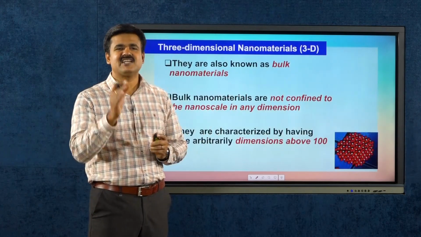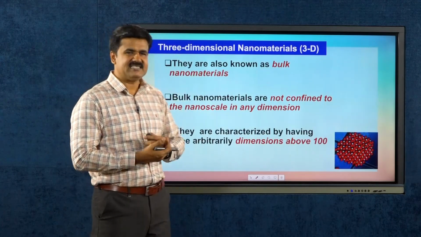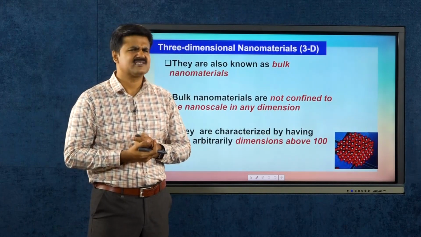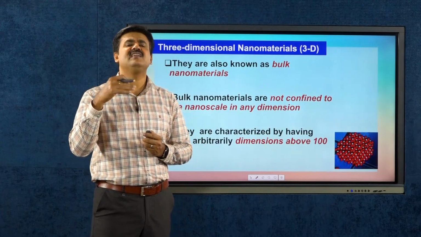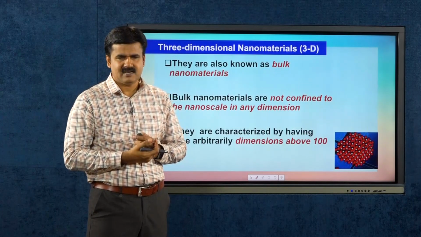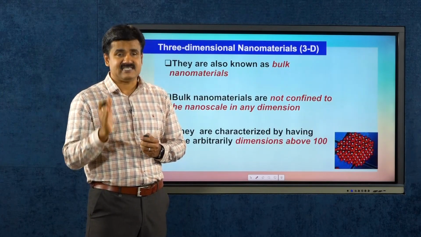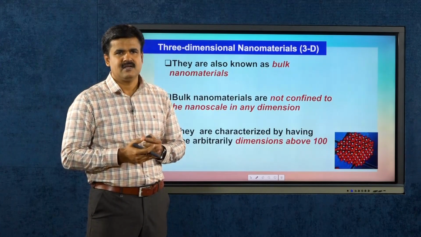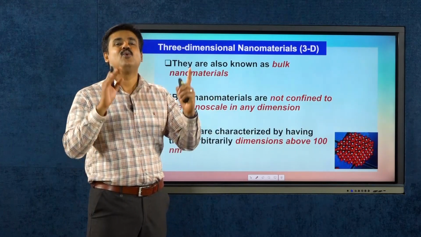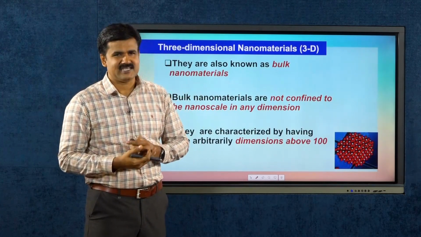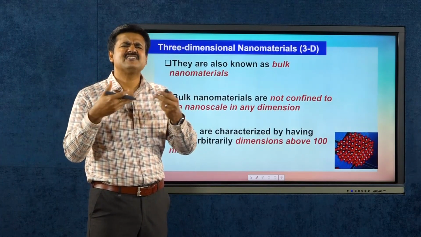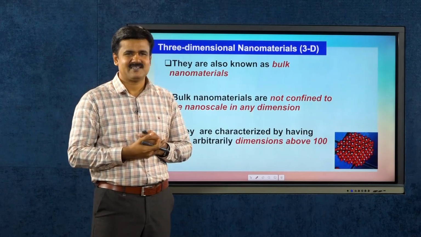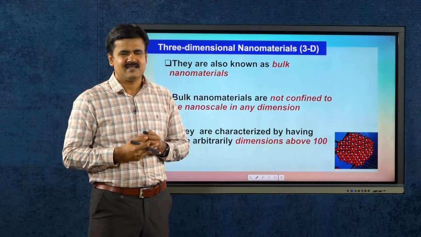Now see this definition carefully. These 3D nanomaterials are also known as bulk nanomaterials. So, by definition, what did we learn about a nanomaterial? A nanomaterial is a material with at least one dimension in the nano range. But for a 3D nanomaterial, all the dimensions are outside the nano range. Then how will these two definitions synchronize together? It's an important question.